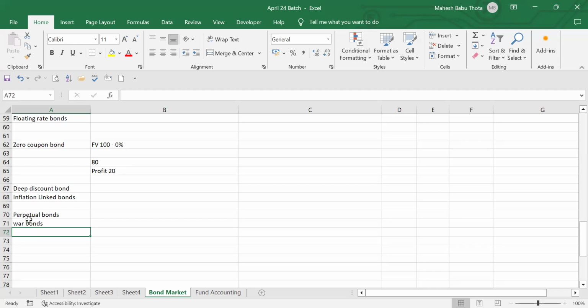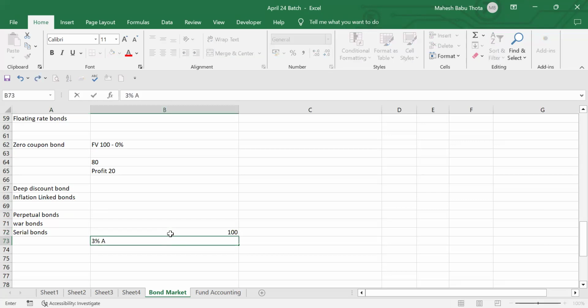Okay. And we have serial bonds. We're talking about maturity period. Some bonds will have a maturity period, and some bonds will be without a maturity date, which we call perpetual bonds. In the same way, there will be bonds which are going to mature on an installment basis. Suppose the face value is 100 rupees. They'll be paying 3% interest per annum.